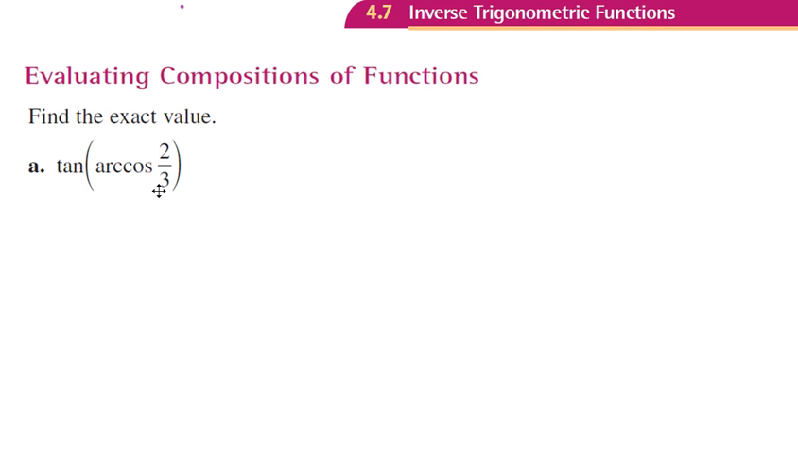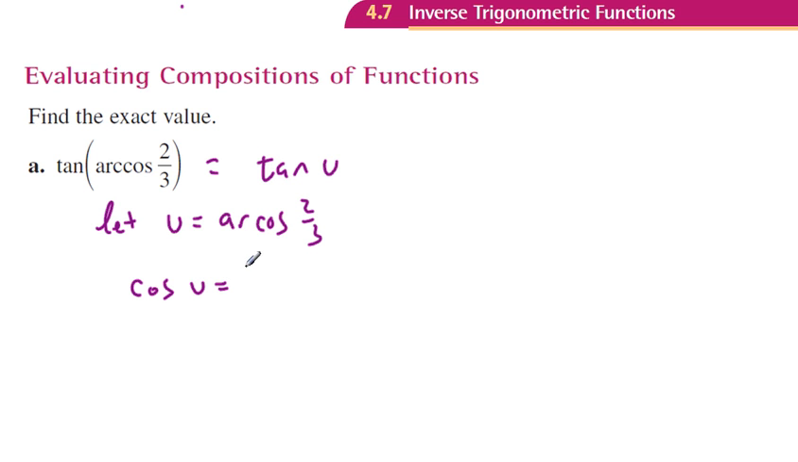If we let u be equal to arc cosine of 2/3, then we would have the tangent of u, and we're going to use that later on in our problem. But let's just focus on this. So we have u equals arc cosine of 2/3. Well, wouldn't that imply then that the cosine of u would be 2/3?